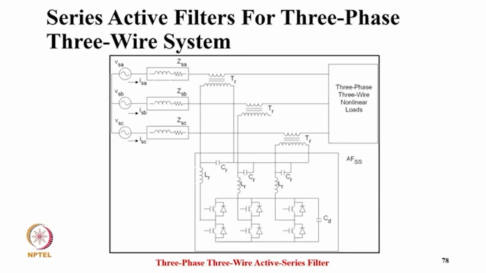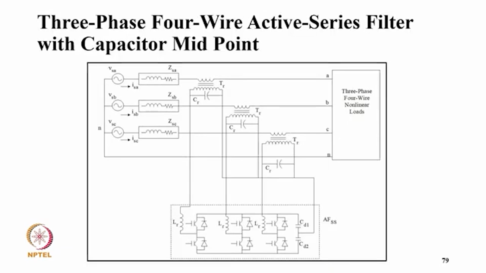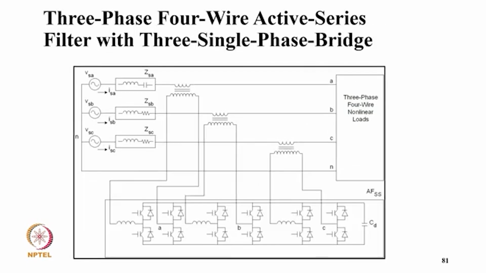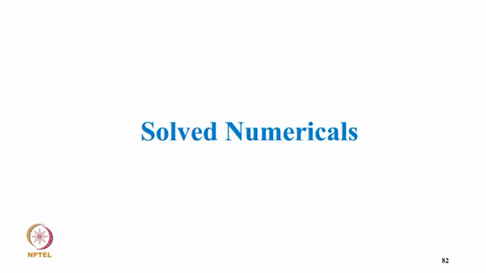And then this is typically again the series active filter, which is integrated with the help of a series transformer with a three-phase voltage source converter. And then you have a three-phase, four-wire with the capacitor midpoint, four-wire topology, I mean, for three single phase, four-wire topology for series active filter, and this is your three single phase series active filter to mitigate.